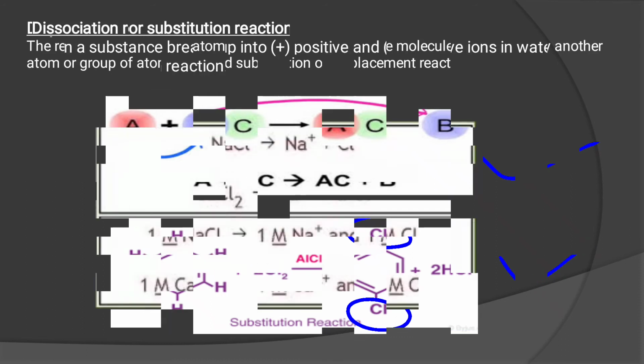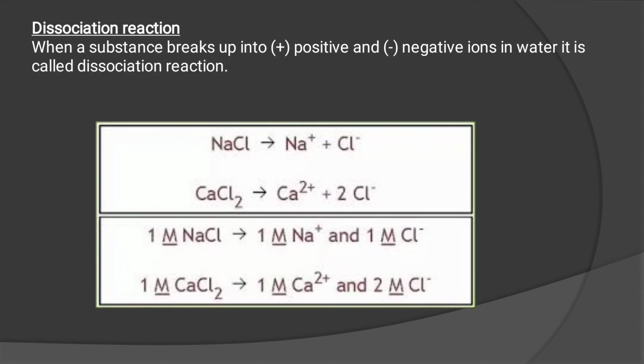Okay, so the next reaction is dissociation reaction. Whenever a substance breaks up into positive and negative ions, that means cations and anions, it is known as a dissociation reaction. Now the most important thing you have to remember is that whenever any amount of a substance is split up into anions and cations, a similar amount of anions and cations will be released. That means if we are talking about 1 mole of NaCl, sodium chloride, then we get 1 mole of sodium plus ions and 1 mole of chlorine minus ions.